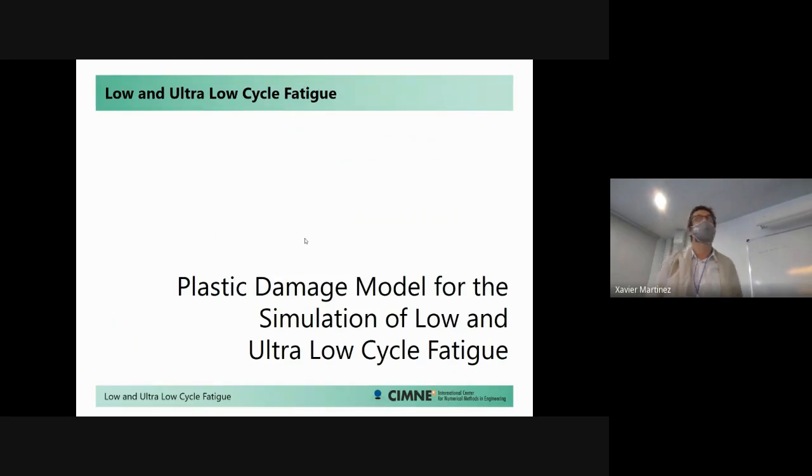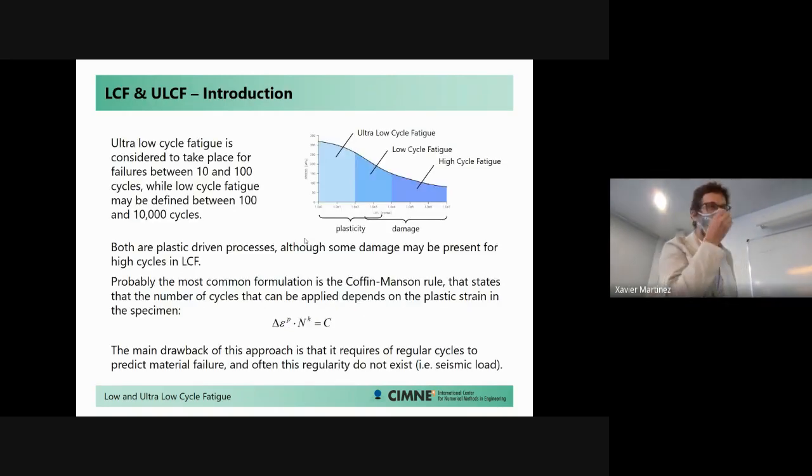So if I go a bit fast, just let me know, but I'm just trying to get some time. So let's start with this plastic damage model. And let's start with this first slide in which I give you some basics.